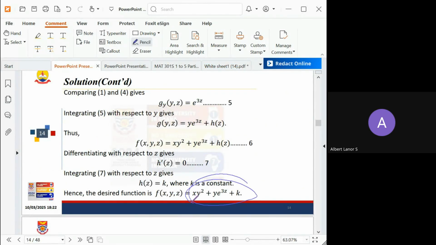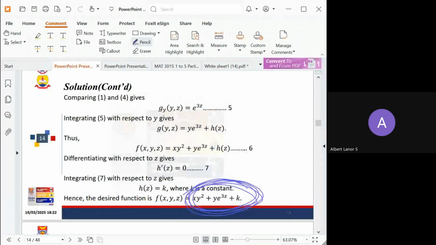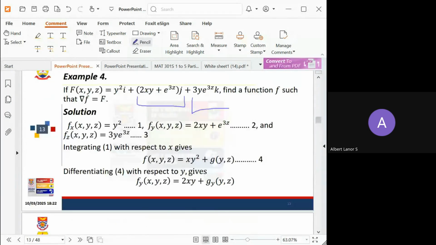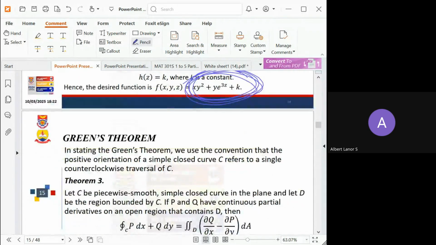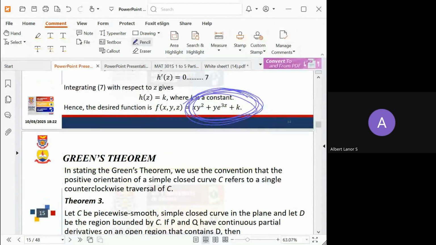But here they say it is k, but it doesn't matter. These are variables. So xy squared plus y e^(3z) plus a constant. Now, once you're able to obtain this function, it means that it is independent of path, and then you can evaluate it. But in the problem, we're not given any limits to evaluate. So we have just been able to show that this thing here is independent of path.